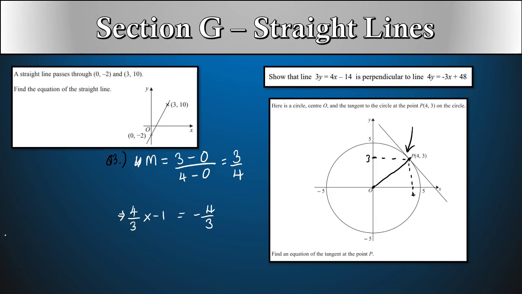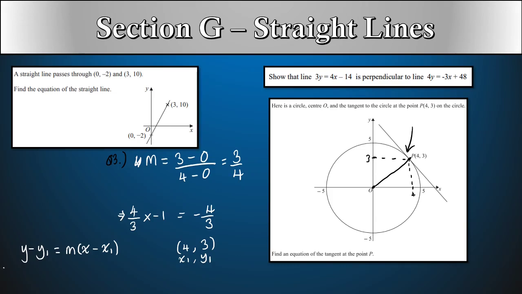There's an easier formula for this. If we use the formula y minus y1 is equal to m lots of x minus x1, well, y1 and x1 are the points that we already know. So in that case, we've got 4, 3. That's my x1, and that's my y1.